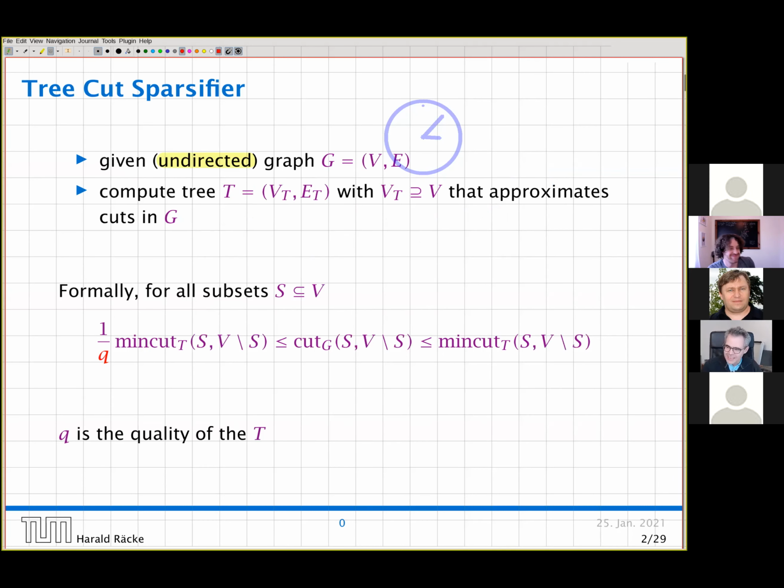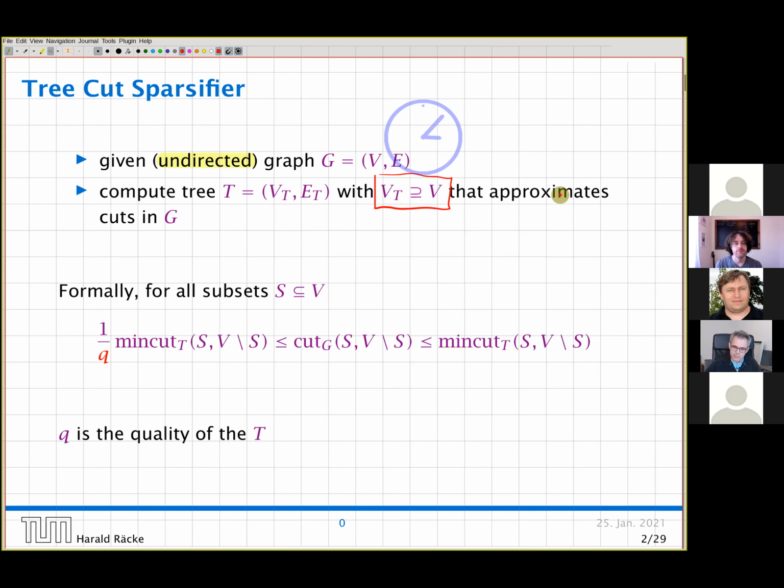Okay, I want to talk about tree-cut sparsifiers. So you're given an undirected graph, and I assume for this talk that it is unweighted. And what you want to do is you want to compute a tree. The tree has a larger vertex set. So the vertex set of the tree contains all the vertices of the graph, but may contain additional vertices. And you want the tree to approximate the cuts in G.